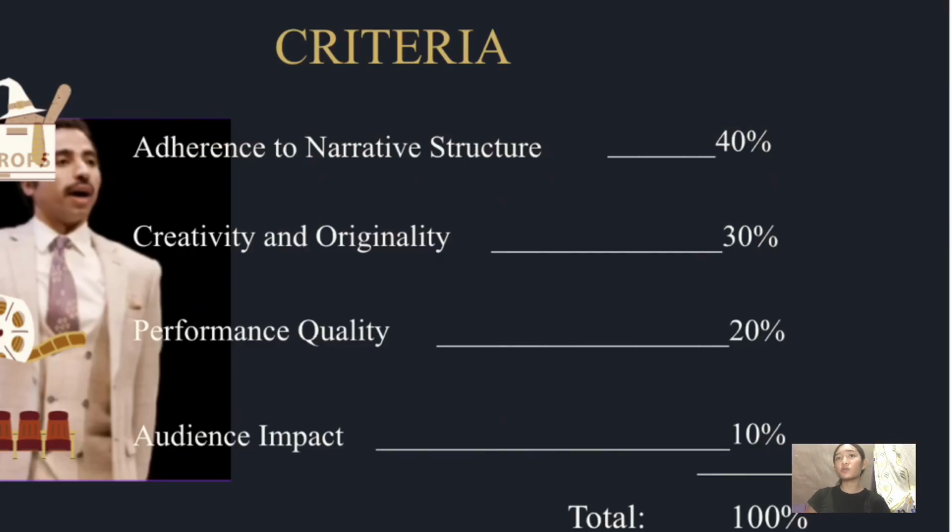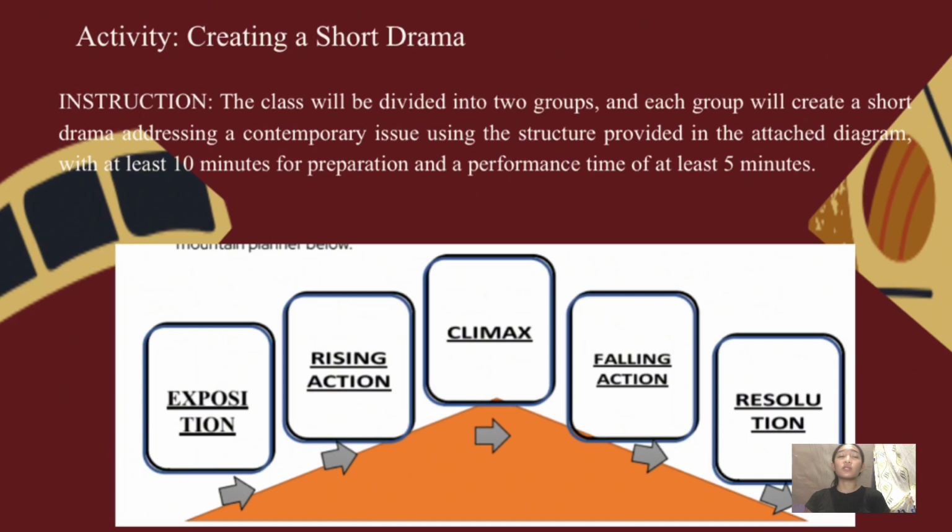So, adherence to narrative structure will be 40%, creativity and originality 30%, performance quality 20%, and audience impact 10%, for a total of 100%. So, this will be group 1 and this will be group 2.